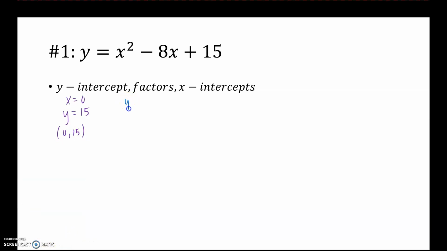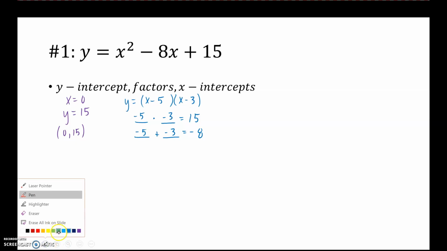When I factor, all right, so what do I have? I need two numbers that multiply to positive 15 and at the same time add to negative 8. Okay, negative 5 times negative 3 gives me positive 15. Negative 5 plus negative 3 gives me negative 8. So I have x minus 5, x minus 3 as my factored form.